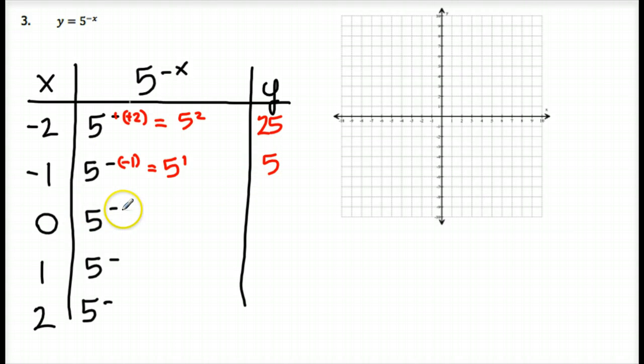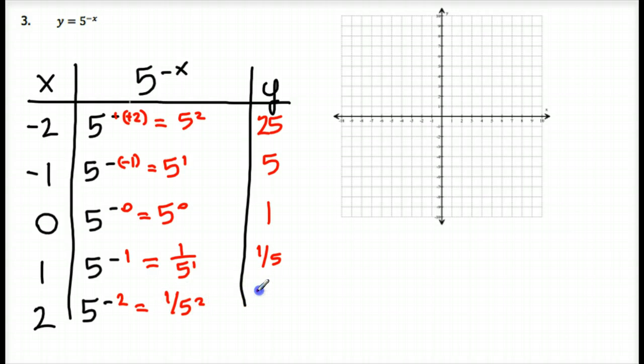Okay, when we plug in 0, you can't have negative 0. That just becomes 5 to the 0, which we know is 1. Now if we plug in a positive 1, that negative sign there in black makes it a negative 1 power, so this becomes 1 over 5 to the first, or just 1/5. And then finally plugging in a 2 gives us 5 to the negative 2 power, which is 1 over 5 squared, which is 1/25.